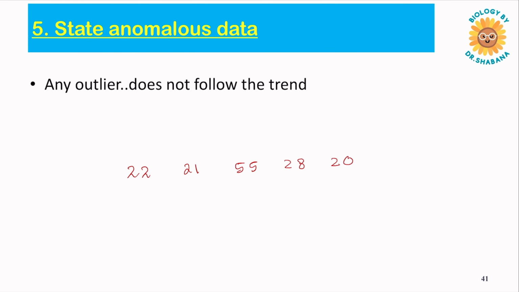Then you can also state anomalous data. What is anomalous data? An outlier which does not follow the trend. Sometimes in the paper they will ask you, what is anomalous data? Anomalous data is out of the group. It stands out. It's different. So for example, you have certain readings, numbers 22, 21, 28, 22, and in the middle you have 55. This does not follow the rest of the group. So this is something which was an experimental error. We say it doesn't follow the trend, so I'm going to remove it from the data. It's called anomalous data. It doesn't have any significance.